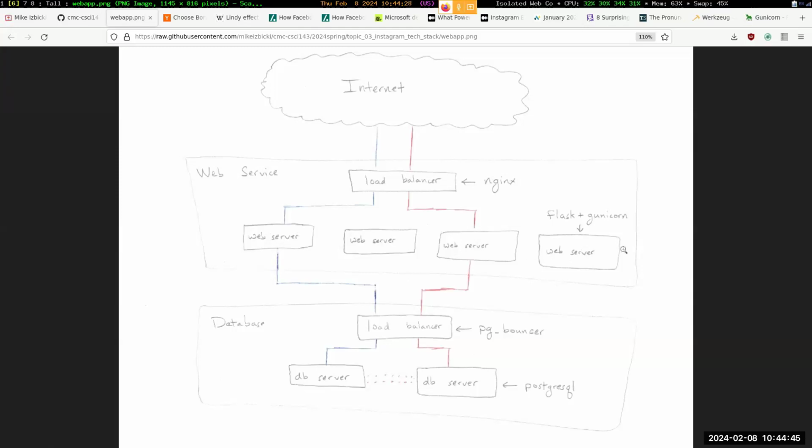You see that I have more than one listed because they have many people connecting to Instagram at once, and so they'll need many different web servers running at once. Very, very easy to do in Docker.